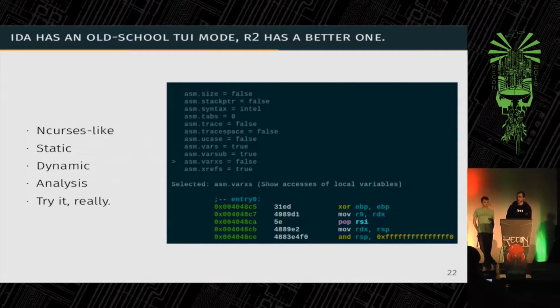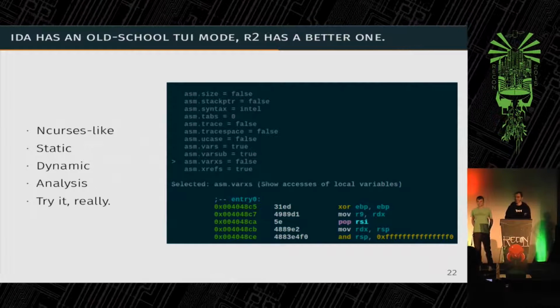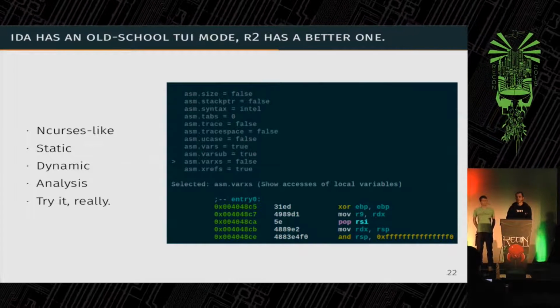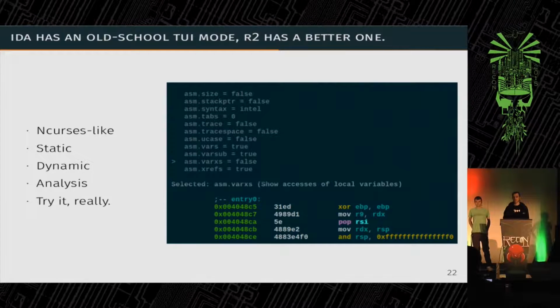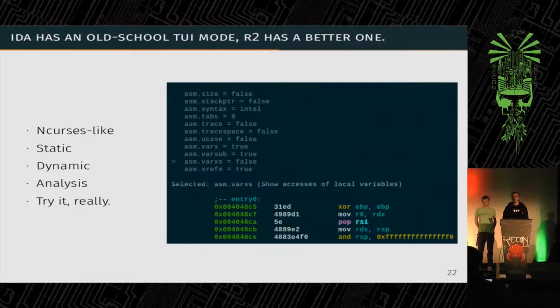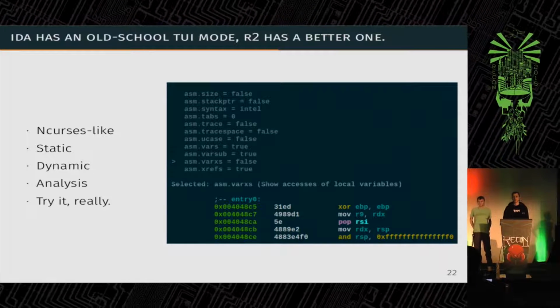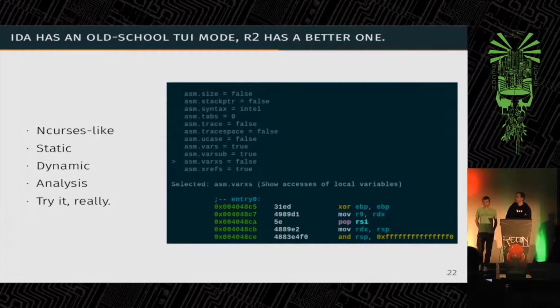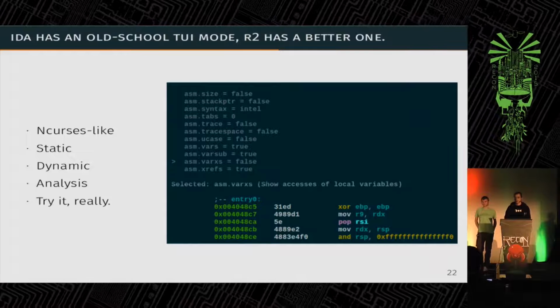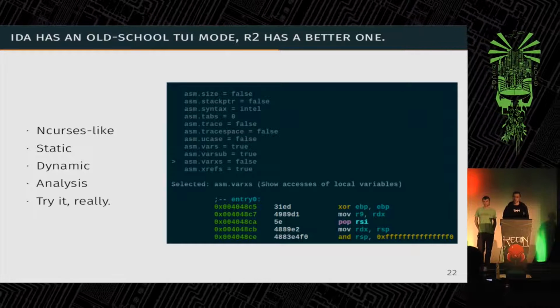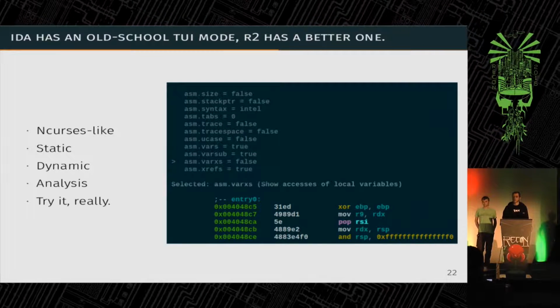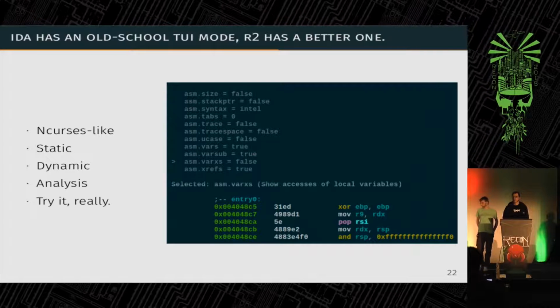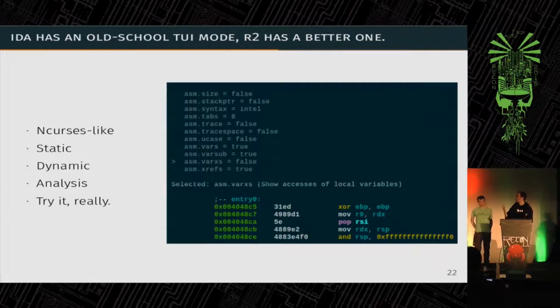TUI mode, we've got a better one. No, more seriously, it's a little bit like ncurses, and if you don't like the shell, you can use the visual mode. It's like a GUI, but in your shell. For example, here you can see the configuration part of Radare2 in the ASM section, so you can hide cross-references, use tabs, change the syntax for AT&T, and you've got the preview in real time.